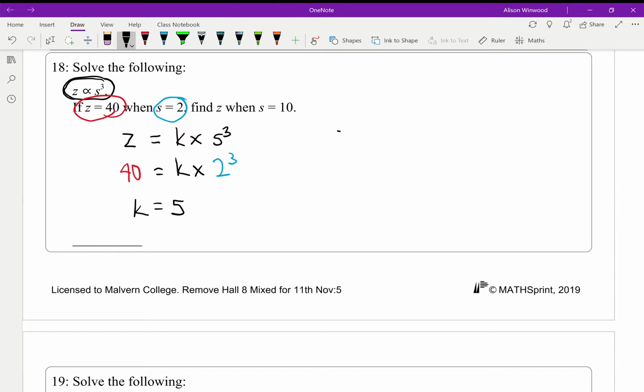We then rewrite our equation, z equals 5 multiplied by s cubed, because we know what k is, and then finally we put in the question value, so s is 10. So we've got z equals 5 multiplied by 10 cubed, which is 5,000.